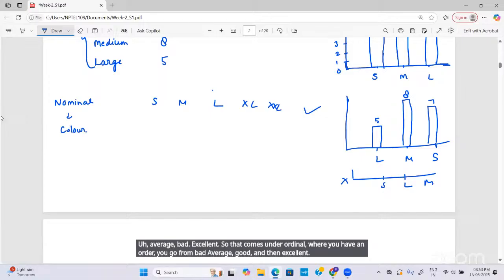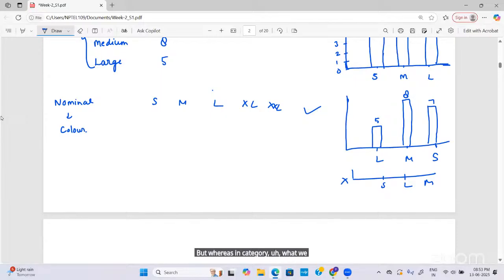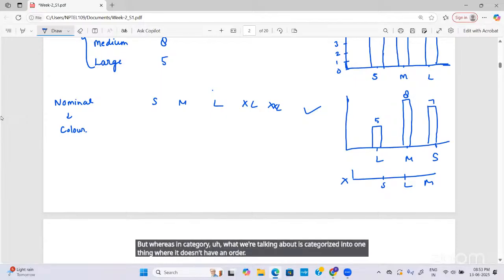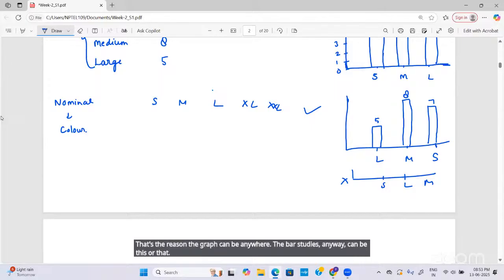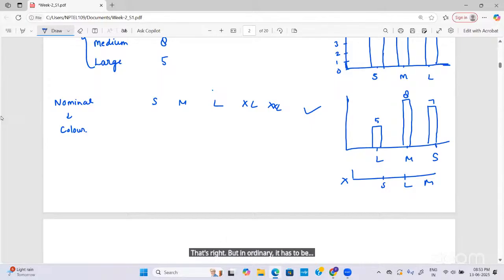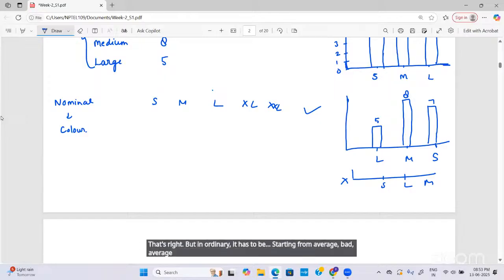Whereas in a category, it's categorized into one thing. It doesn't have order. That's the reason the graph can be any way. The bars can be any way, this or that. But in ordinal, it has to start from bad, average, good, and excellent. So that is the way it has to be done.